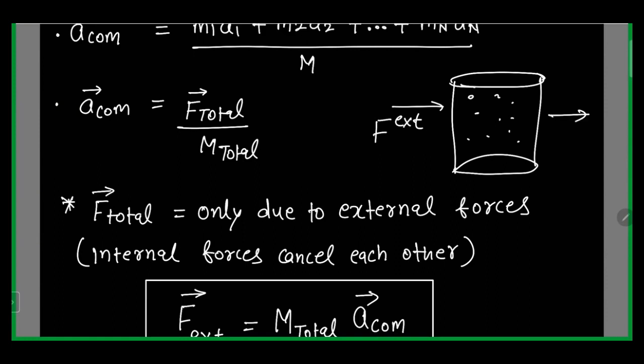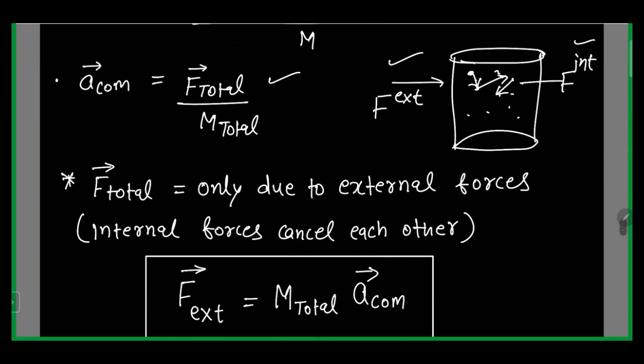But there is one more force involved, which is internal forces. What do I mean by internal forces? Now this molecule will exert force on this one, this will exert on this one, this will exert on this one. All the molecules are exerting force on each other. This force is known as F internal. So when I write F total, do I mean F internal plus F external? No. I only mean F external. Whenever I say F total, it only means F external. Why? Because internal forces always cancel each other.